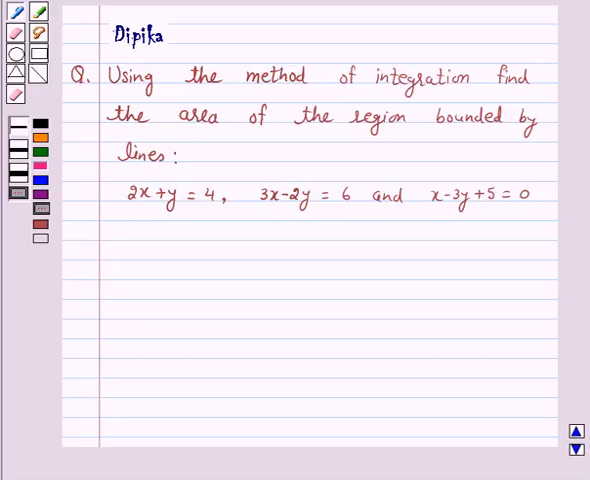Now we know that the area of the region bounded by the curve y = f(x), x-axis and the lines x = a and x = b, where b is greater than a, is given by the integral from a to b of y dx. So using this key idea, let's start the solution.